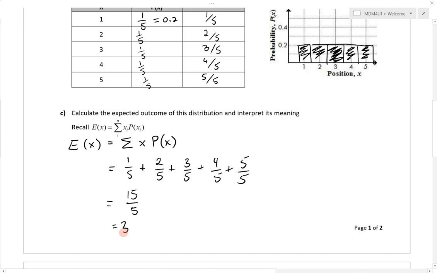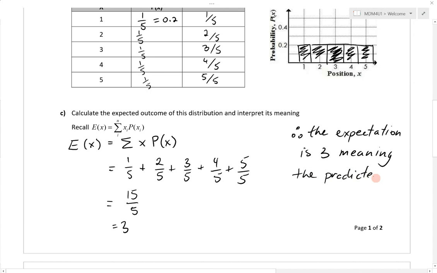This 3 is the expectation. So the expectation is 3, meaning the predicted average value of a random number will be 3. Okay, it's just the average. So therefore, let's write this down. So the expectation is 3, meaning the predicted average value of the random number will be 3.